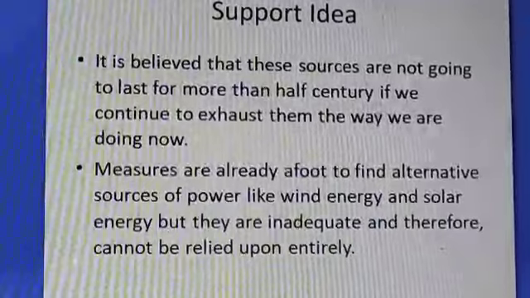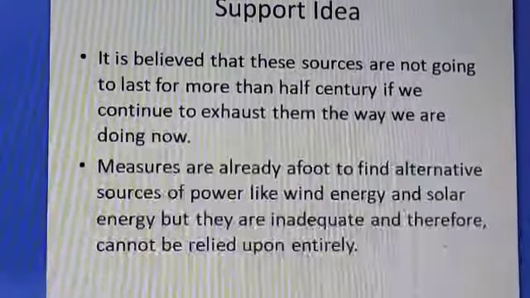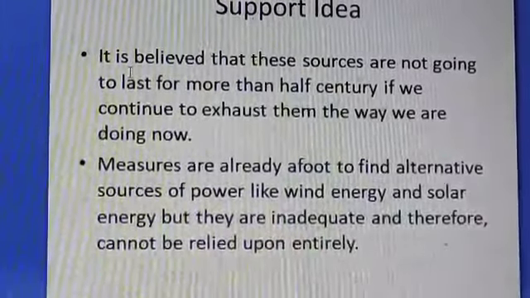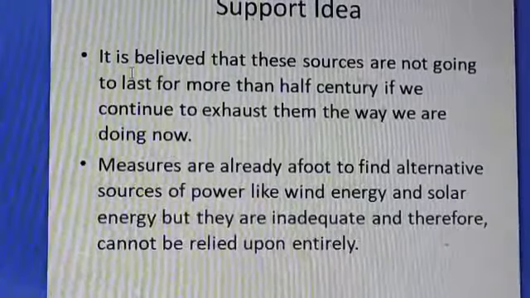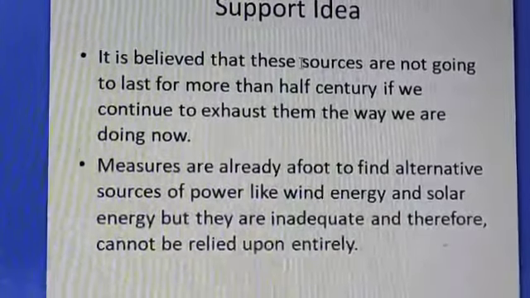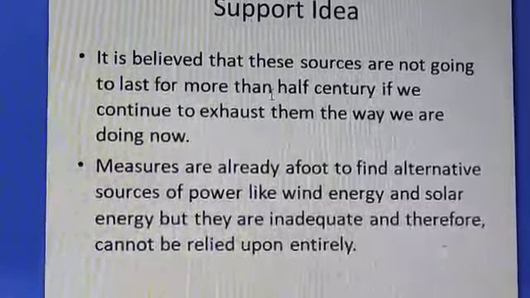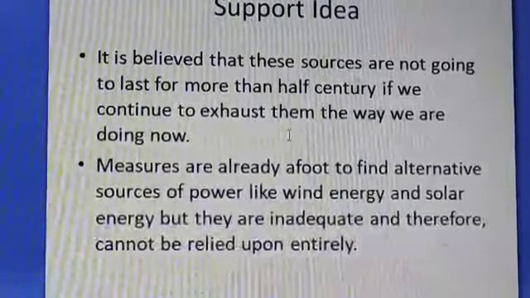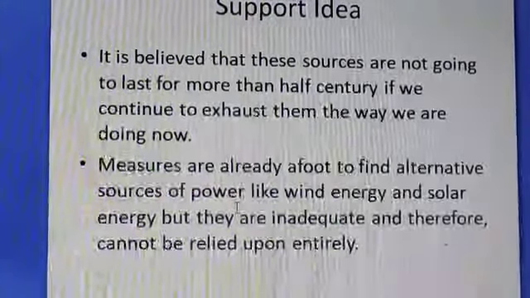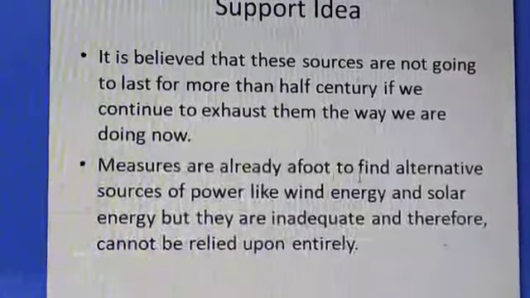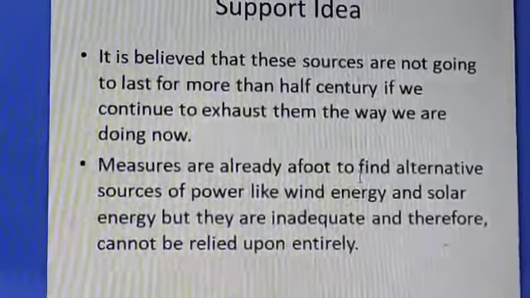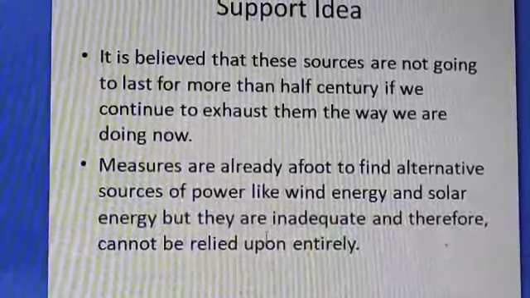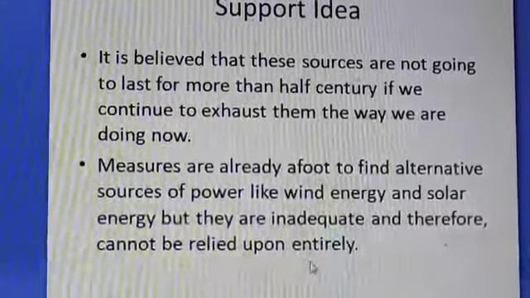Next, what we do is we support the idea, right? Our idea is, of course, that there should be alternative sources, okay? So this is how we're going to support the central idea. So the first supporting detail is, it is believed that these sources are not going to last for more than half a century if we continue to exhaust them the way we are exhausting them now, right? And then there is a second detail. Measures are already afoot to find alternative sources of power like wind energy and solar energy, but they are inadequate and therefore can't be relied upon entirely, right?